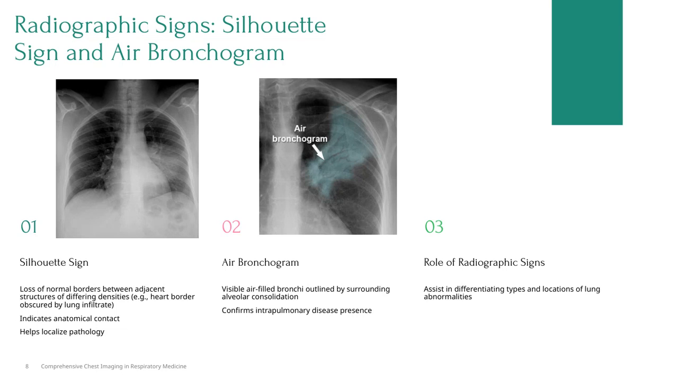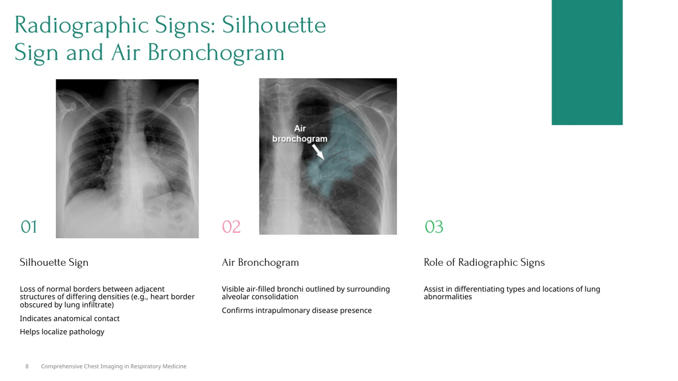Now, let's take a closer look at some key radiographic signs we use in respiratory medicine. First, the air bronchogram. This is when you can see the air-filled bronchi outlined against the surrounding alveolar consolidation. It's an important sign because it helps us confirm the presence of intrapulmonary disease, such as pneumonia. When you see this pattern, it indicates that the alveoli are filled with fluid or other material, but the bronchi remain air-filled and visible.